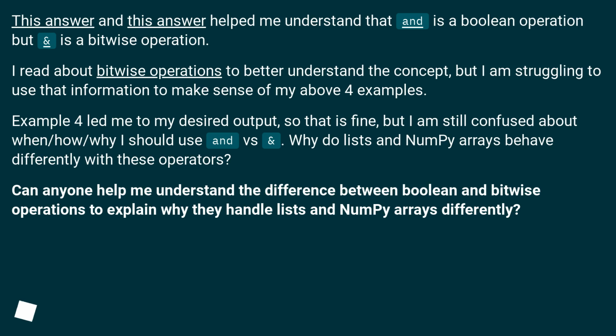This answer helped me understand that `and` is a Boolean operation but `&` is a bitwise operation. I read about bitwise operations to better understand the concept, but I am struggling to use that information to make sense of my above 4 examples. Example 4 led me to my desired output, so that is fine, but I am still confused about when, how, and why I should use `and` versus `&`. Why do lists and numpy arrays behave differently with these operators? Can anyone help me understand the difference between Boolean and bitwise operations to explain why they handle lists and numpy arrays differently?